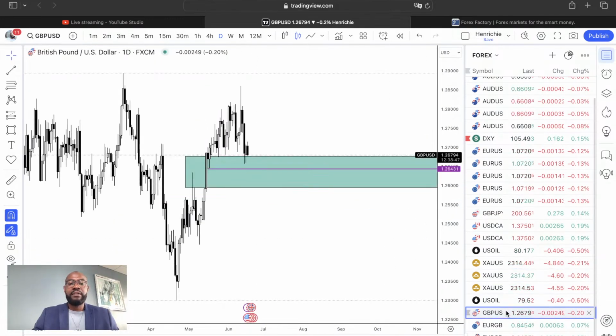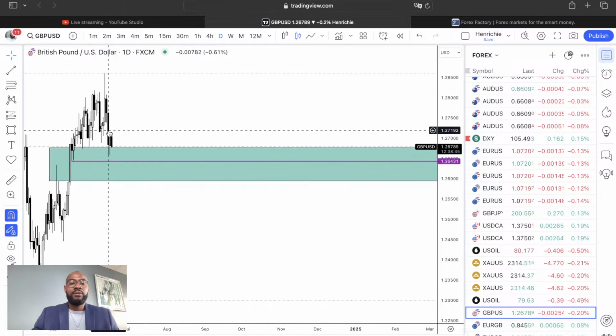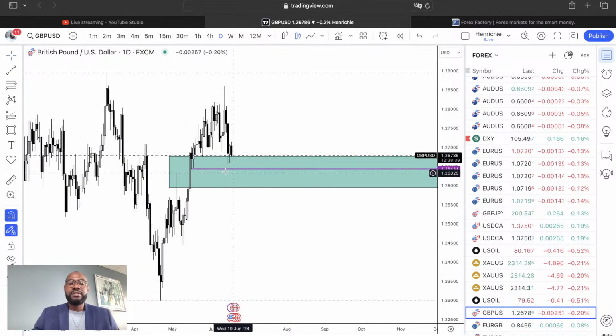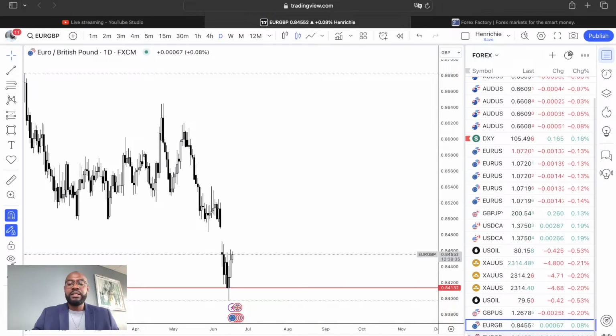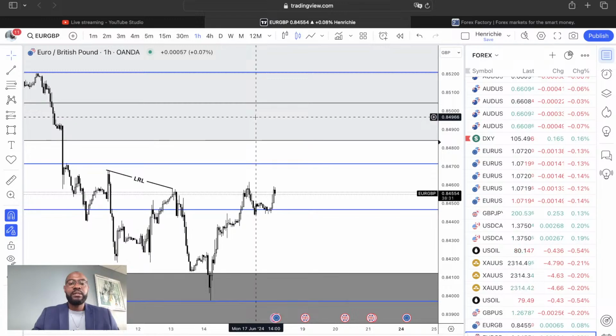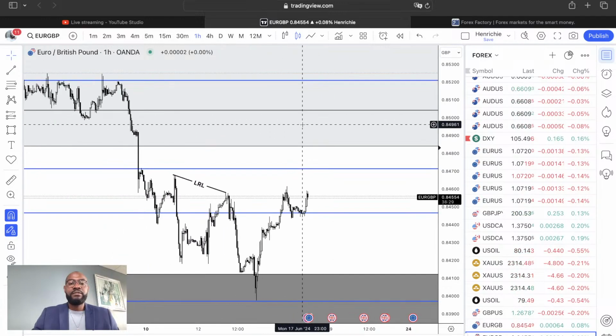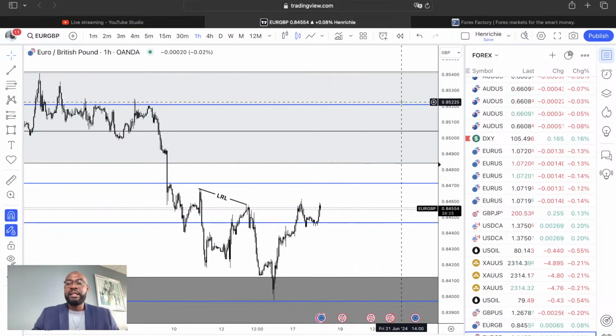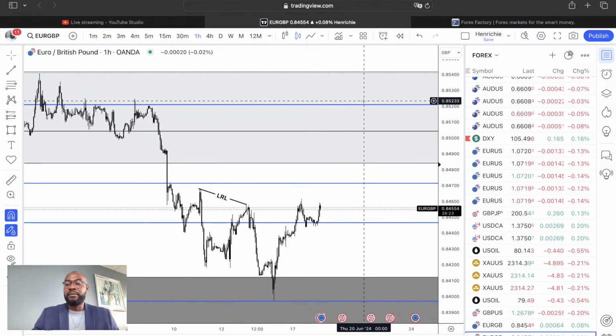And for pound US dollar, went to the upside, mitigated the daily inefficiency, rejected off that position. I won't be surprised to see a run on the sell side here. Euro GBP, my key level remains the same. This key level, if I'm bearish on Euro GBP, I want to see price come in here, and then I'll potentially look for a sell setup to continue lower.